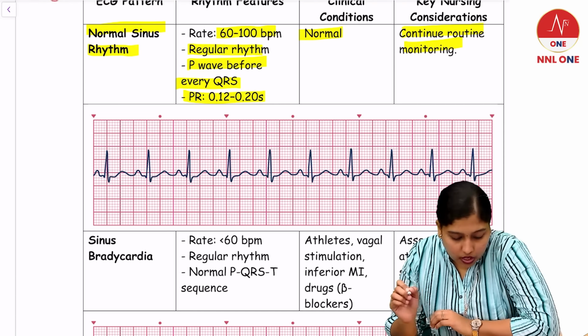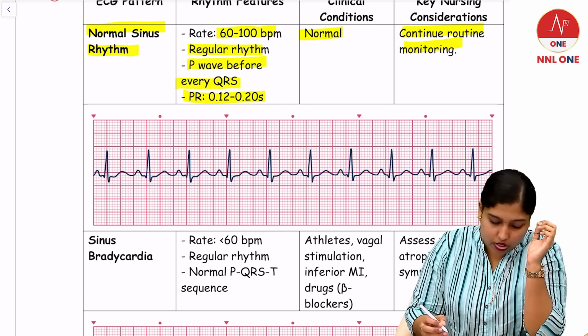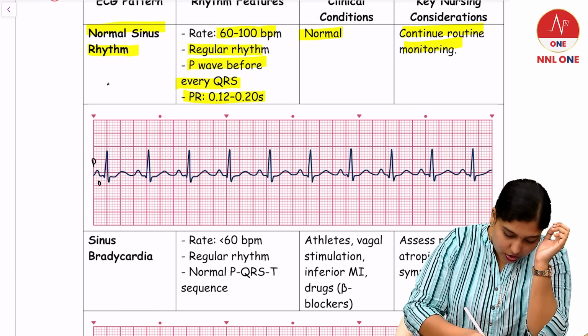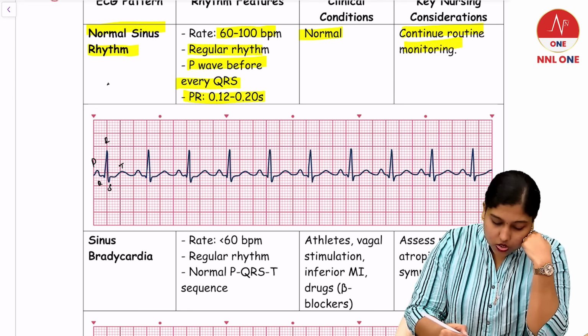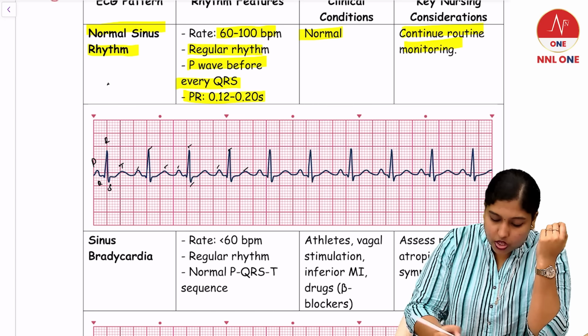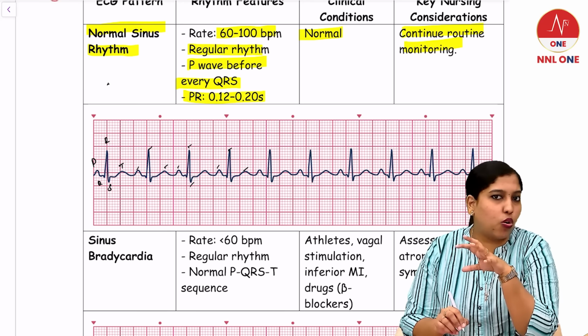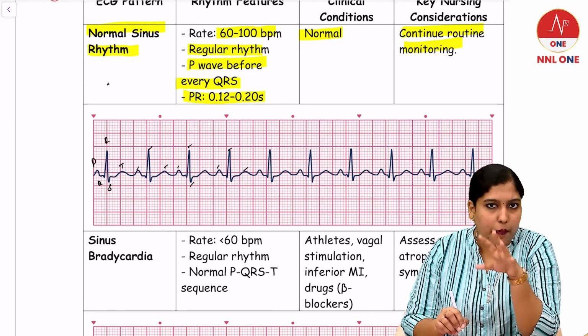For example, how am I coming to the conclusion that it is a normal rhythm? This is the P wave, this is your QRS, and this is your T wave. Again you have P wave, QRS, and T wave, P wave, QRS, and T wave, P wave, QRS, and T wave. This is so regular: each P wave has its respective QRS complex, and it is happening in a proper way.